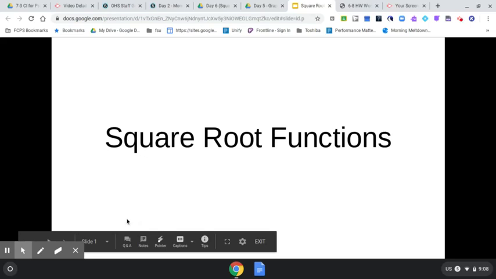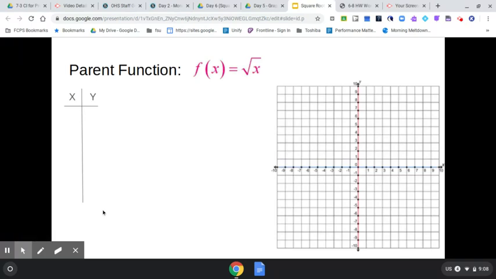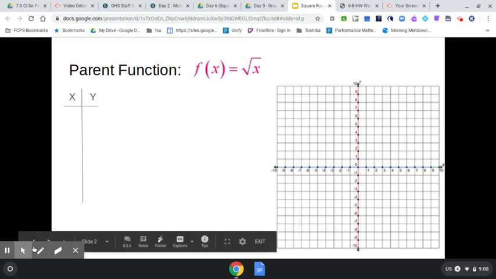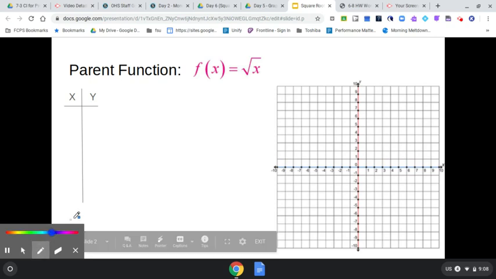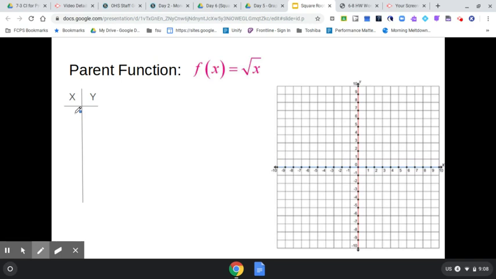Okay, today we're learning about square root functions. The first thing we're going to do is take a look at the parent function, which is f of x is equal to the square root of x. So I'm going to go ahead and fill in some values for our t-chart for that. So I have to find values for x that I can plug into the square root of x.